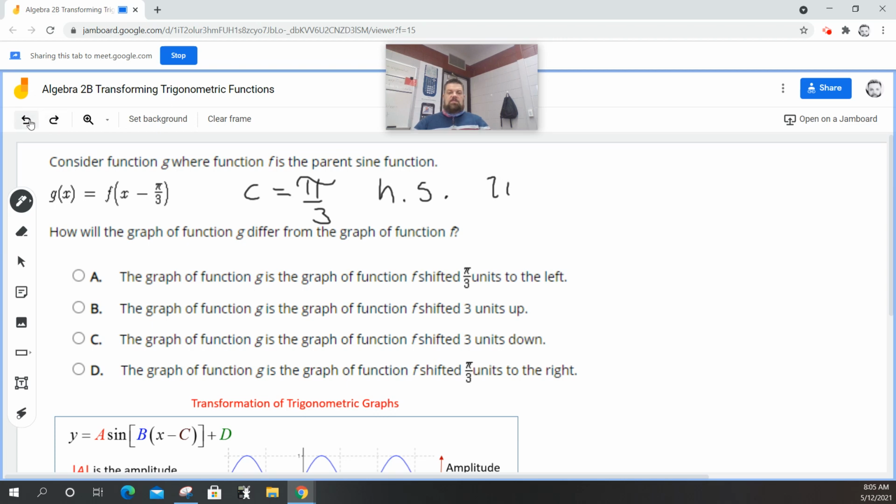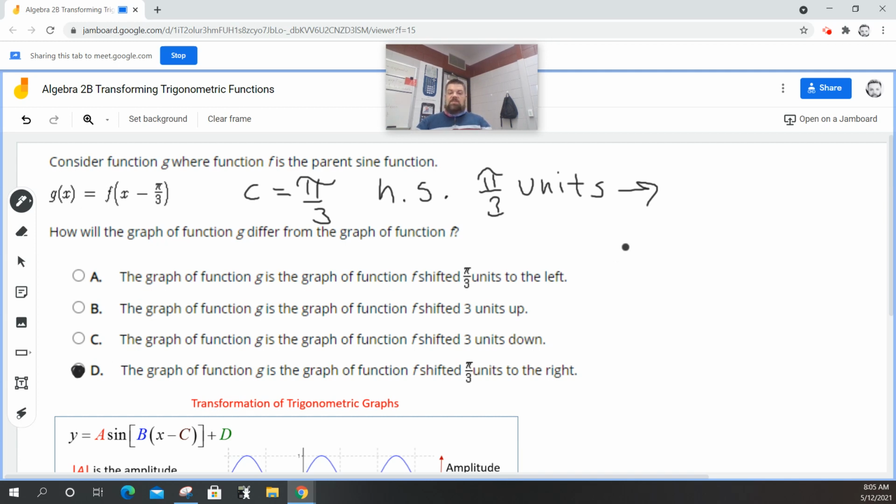Wow, that doesn't look good. It's going to be pi over 3 units to the right. So I think that's option D. That's it. There was no change in A. There was no change in B. It's just C. C is the only thing that changed.